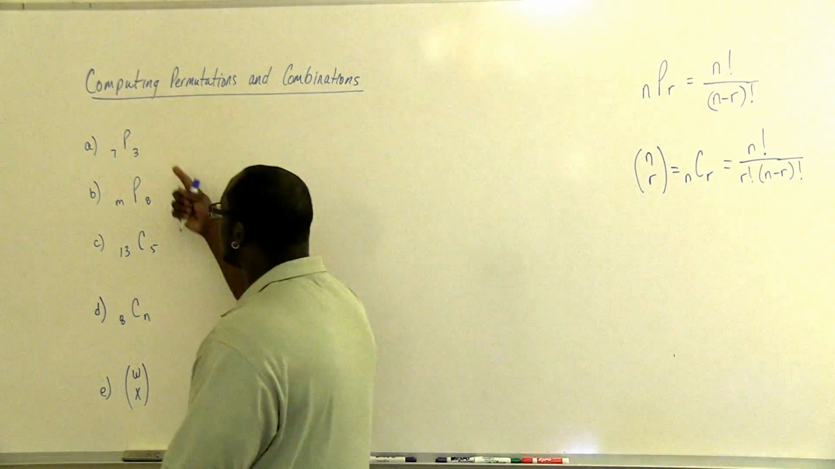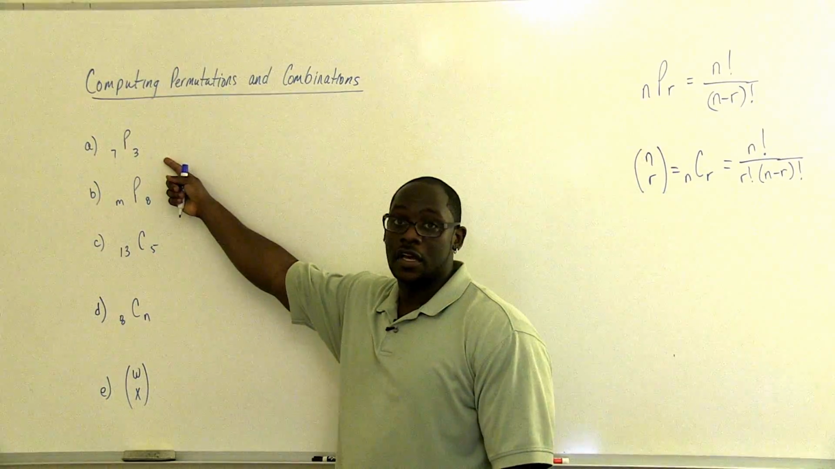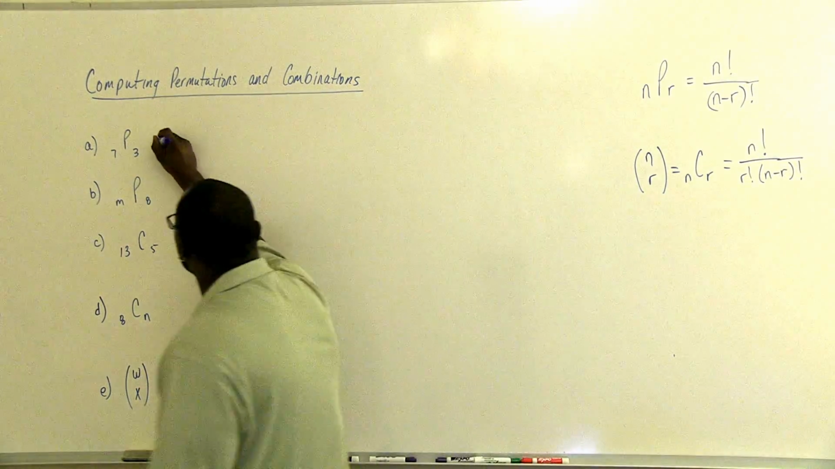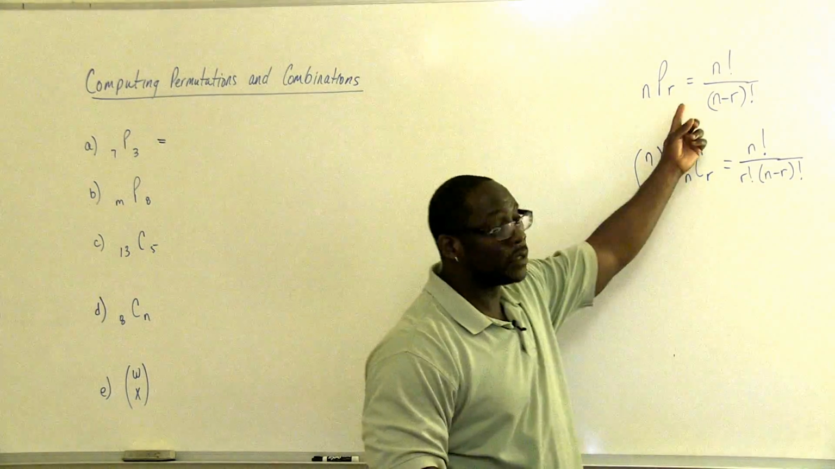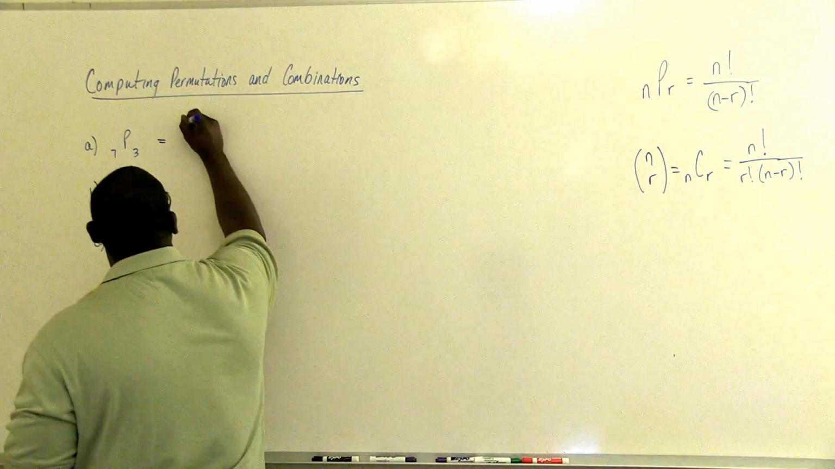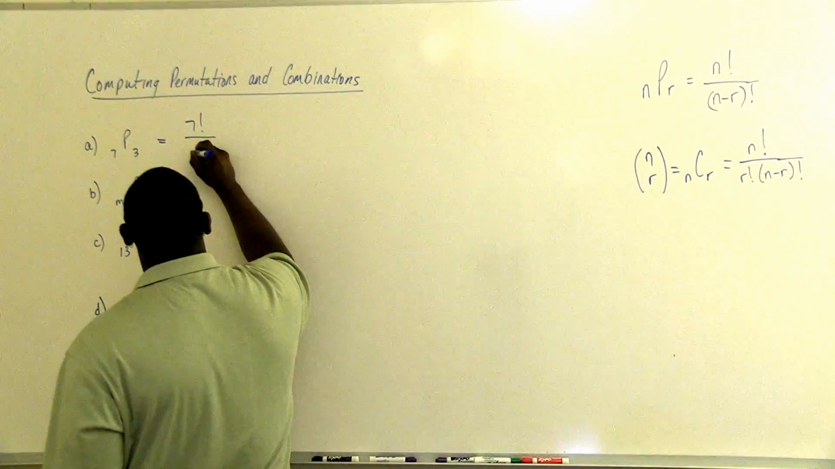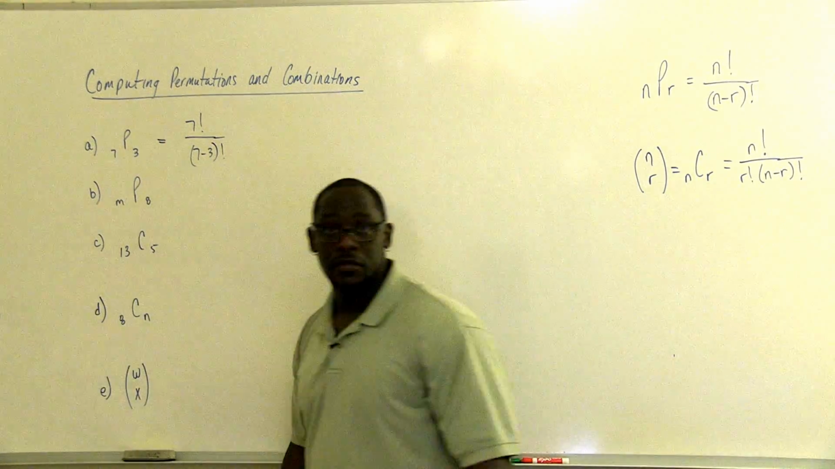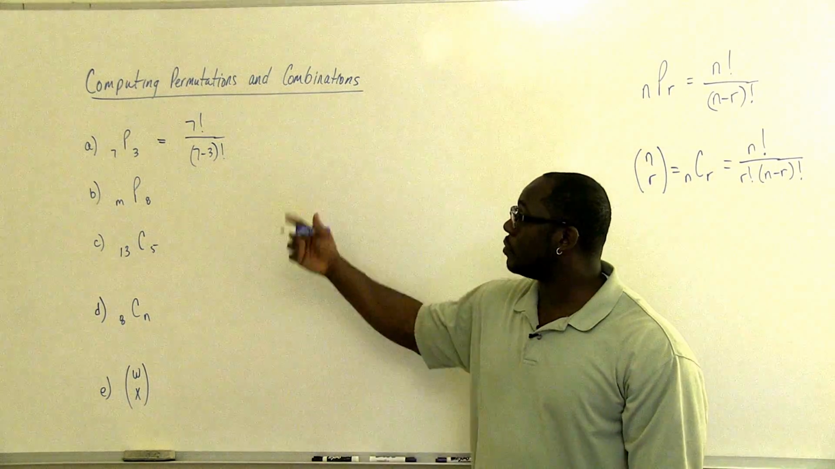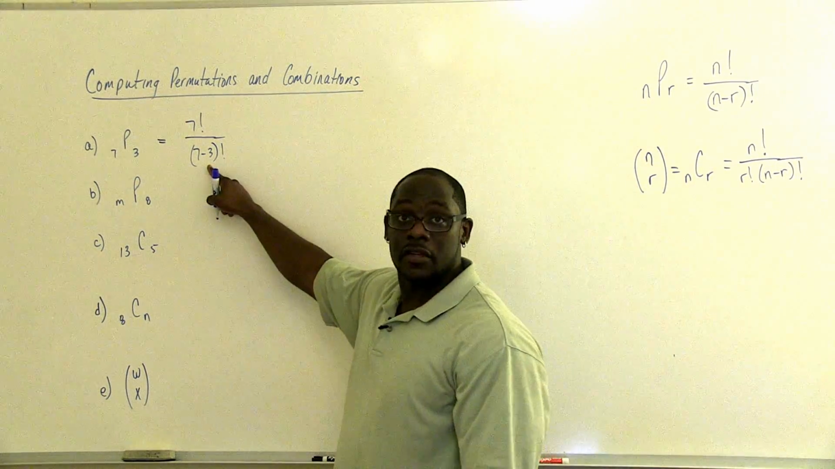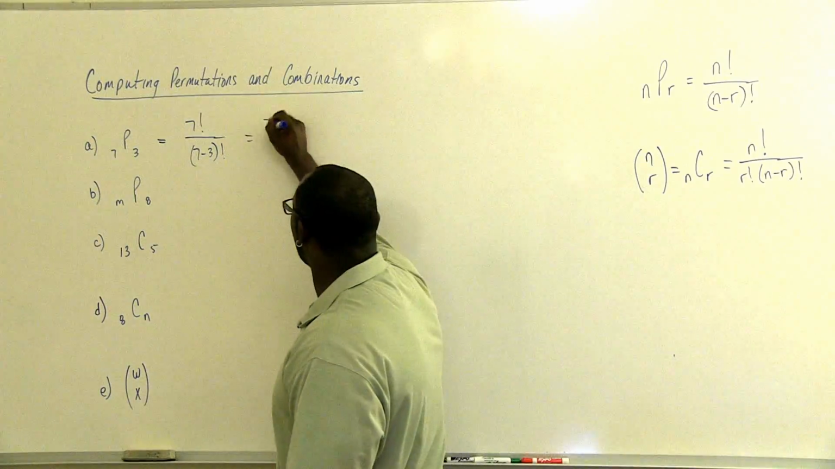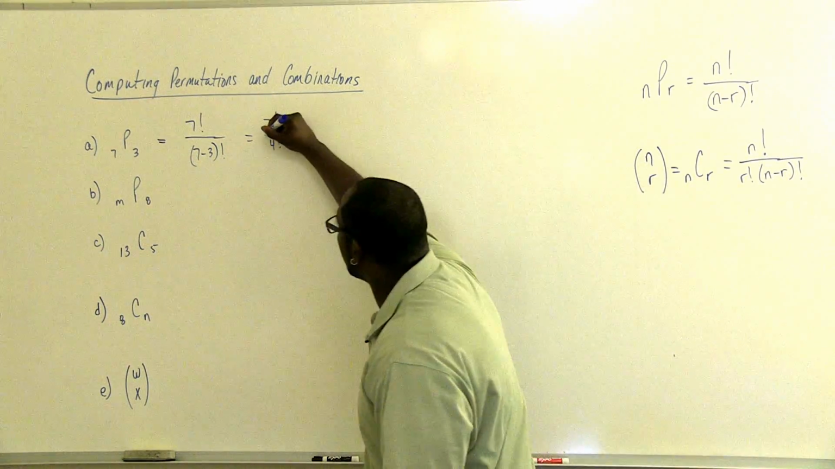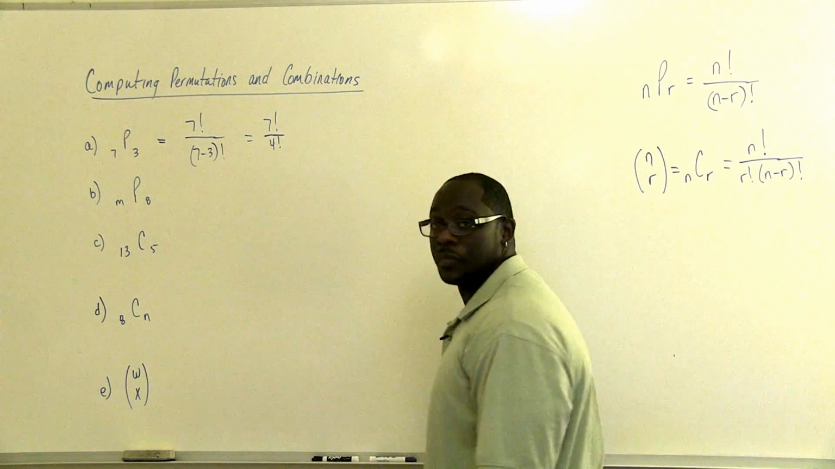The first one is going to be the permutation of 7 things grouped 3 at a time. Using our formula, we have 7 factorial divided by 7 minus 3 factorial. Now from here, we know that 7 minus 3 is just 4. So that would be 7 factorial divided by 4 factorial.